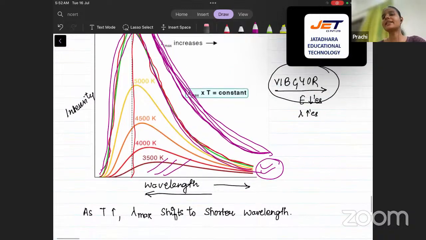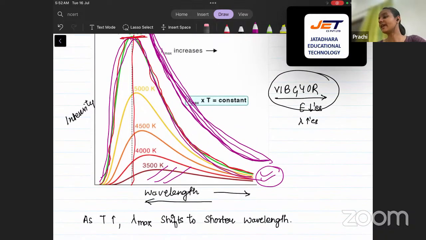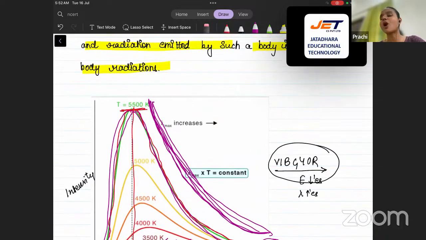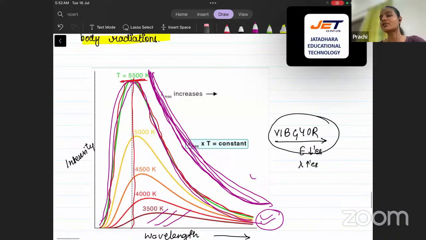So if this is clear to you, then we will see who was the scientist and how did he explain these plots for the black body radiation. Any heated object will also behave as a black body, because once you start heating it, there will be an emission of light.